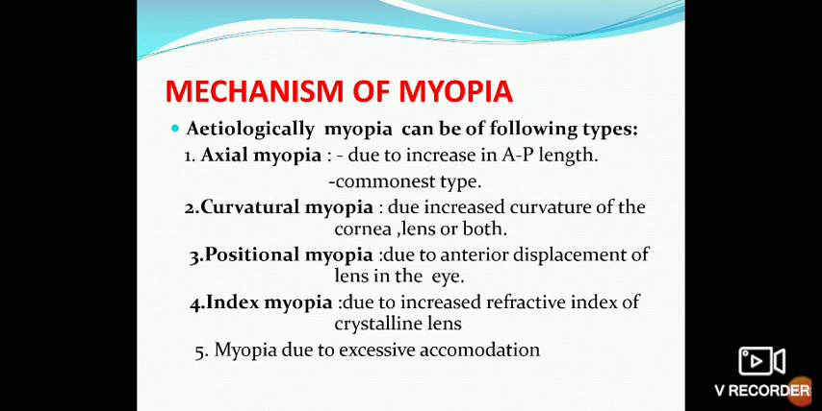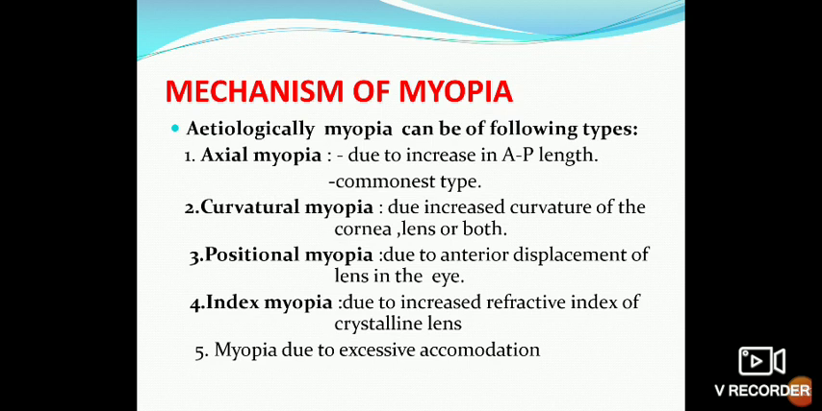So that is called axial myopia. Next is curvature myopia. This is due to increased curvature of either the cornea, lens, or both. Next is positional myopia. This positional myopia occurs when there is displacement of the entire lens in the eye. Usually, anterior chamber depth is, what is anterior chamber depth? It is the space between the posterior surface of the cornea and the anterior surface of the lens. It is the anterior chamber depth, and it is usually 2.5 millimeter in the center.